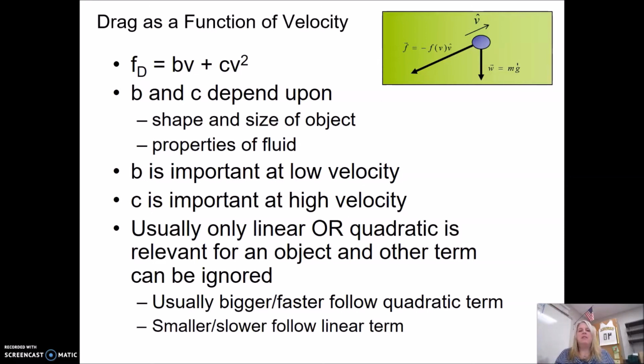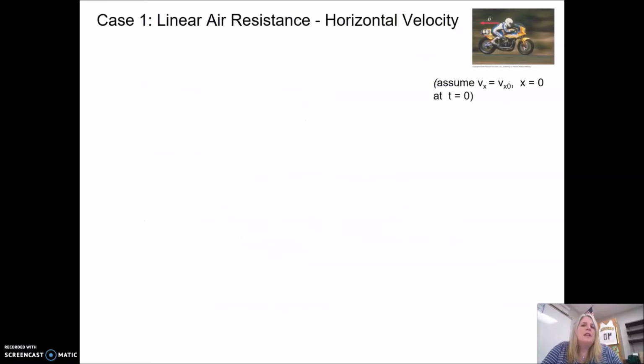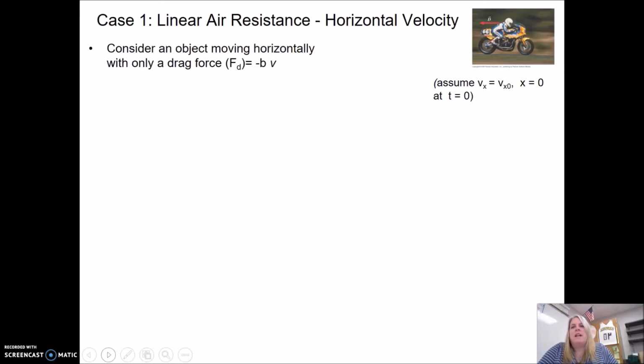However, the quadratic term from a math standpoint is beyond the scope of this class, so we're just going to pretend that everything follows that linear term. So let's take a look at one type of problem. Let's say that the only force acting on this motorcycle rider is the force of drag, and that our equation for that force of drag is negative BV. Negative just means that it's opposing the direction of the motion of the object.